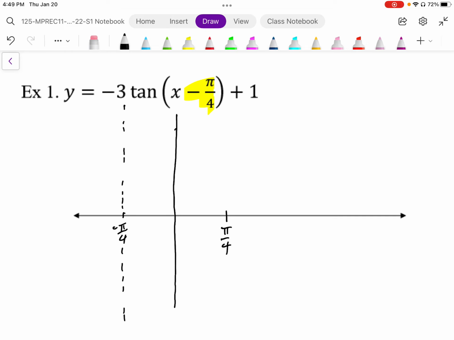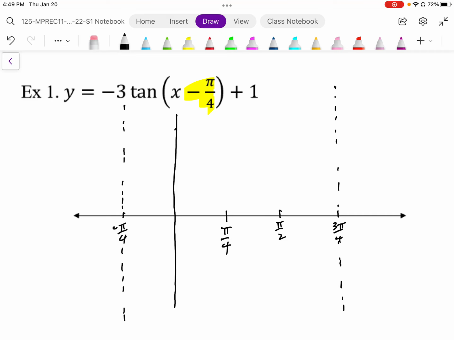I'm also going to go pi over 2 to the right. So that's going to be right about here. That's going to be half pi here. And that's going to be 3 pi over 4. So pi over 4 plus half pi is going to be 3/4 pi. So there's my right edge of my graph.